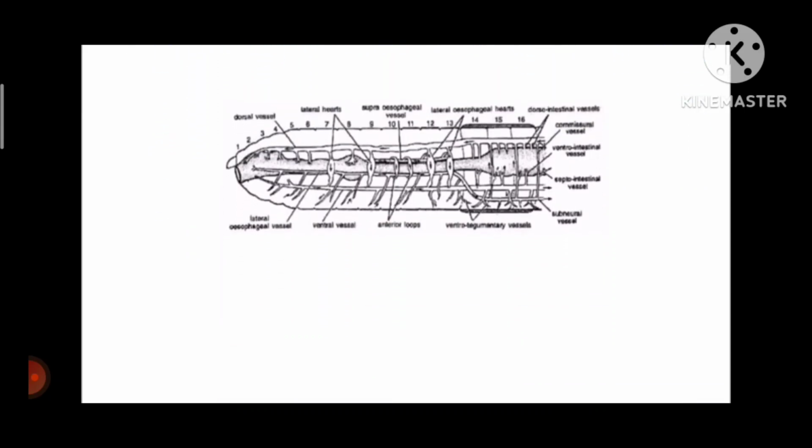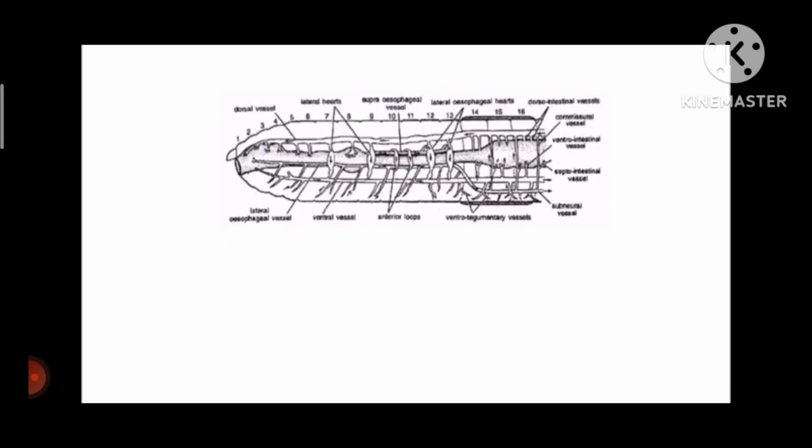Now we'll discuss the details of circulatory system. Most important blood vessel in the circulatory system of Earthworm is dorsal vessel. It is single, it is largest blood vessel. It is pulsatile, that is contracts rhythmically. And the flow of blood in dorsal blood vessel is from posterior to anterior.